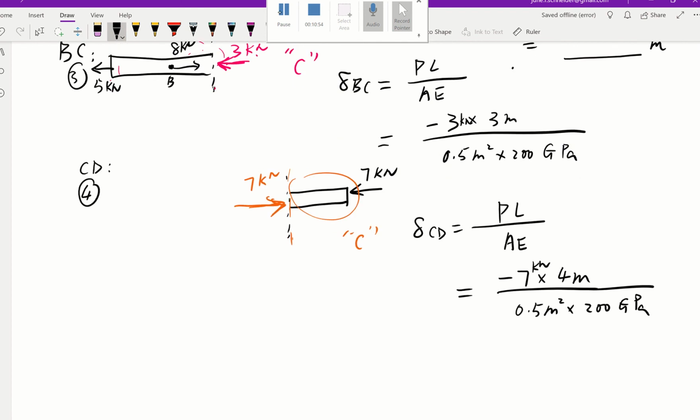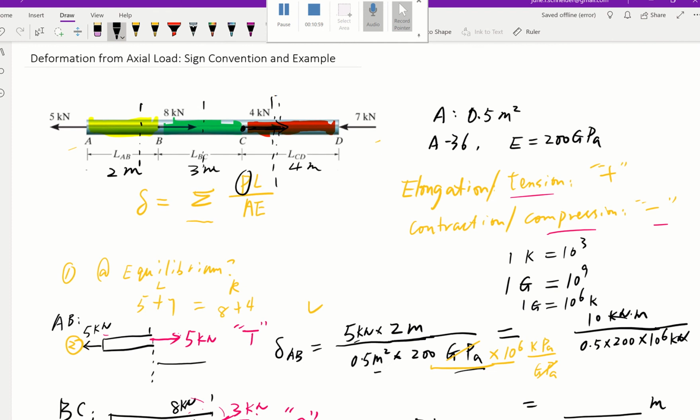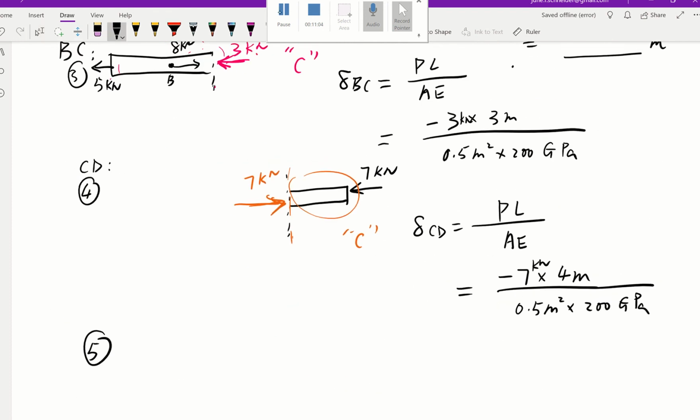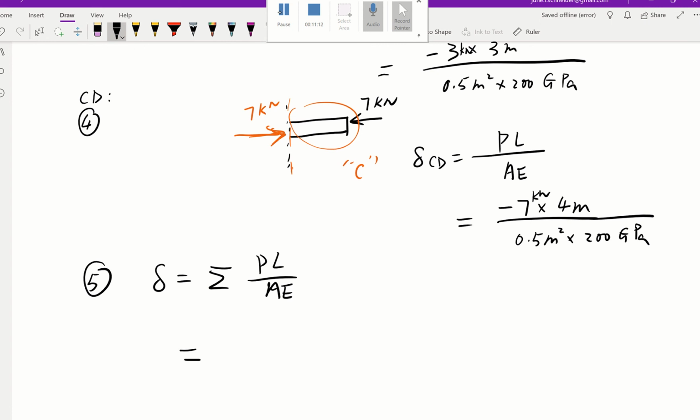So far, you have looked at each individual section. Now, they want to ask you to look at this entire bar holistically. What's going to be the deformation? So we're going to add this whole thing together, PL over AE, right? If you pay attention, you realize A and E are the same for each of the 3 sections. They have the same area, they have the same material. So in that situation, I could put them all together like that. 0.5 meters squared times 200 gigapascal. And that's our A and E.